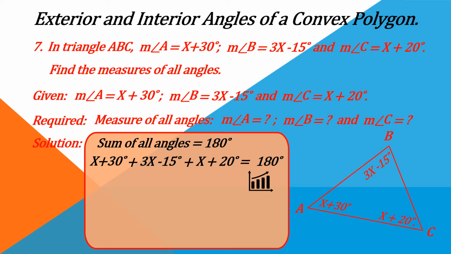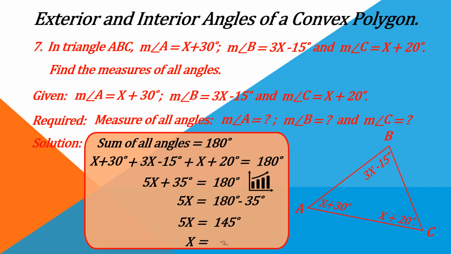Simplifying the equation, we have 5x plus 35 is equal to 180 degrees. Subtract both sides of the equation by 35 degrees. We have 5x is equal to 180 degrees minus 35 degrees. And divide both sides of the equation by 5. 5x is equal to 145, and x is equal to 29 degrees.